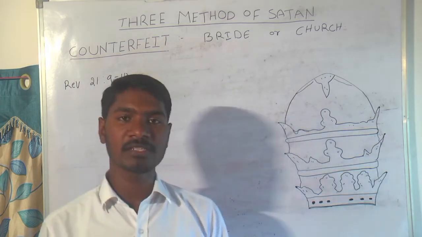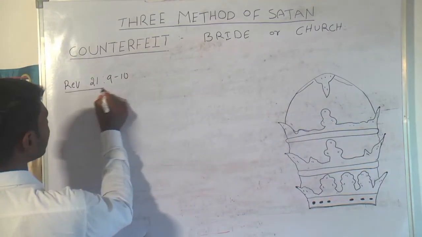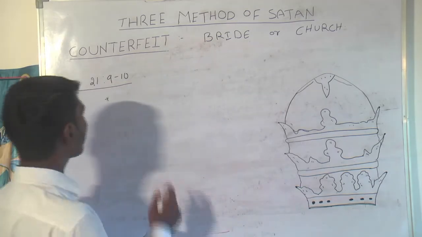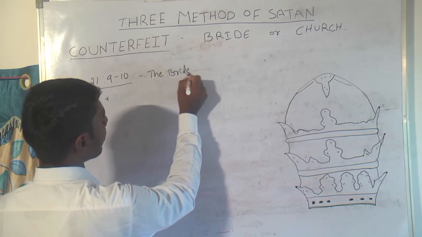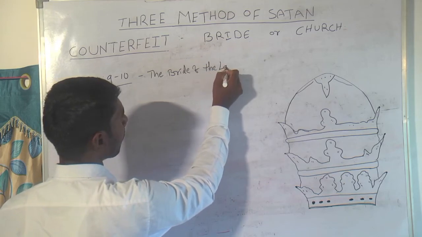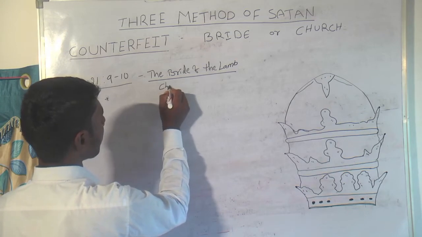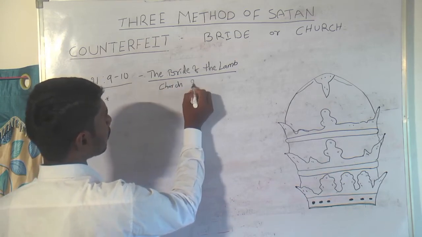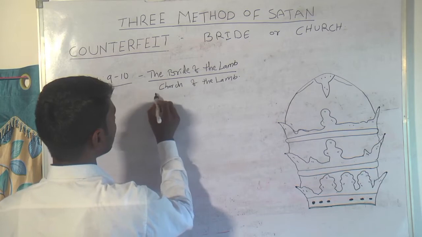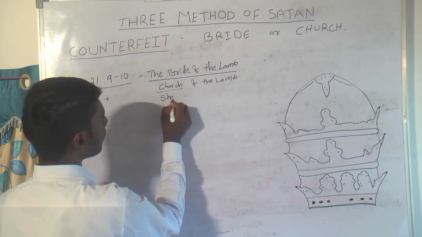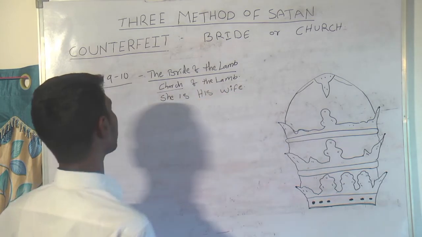So this verse is telling about the bride of the Lord Jesus Christ, the bride of the Lamb. It means the church, the church of the Lamb. Church means she is his wife. So don't forget these things.